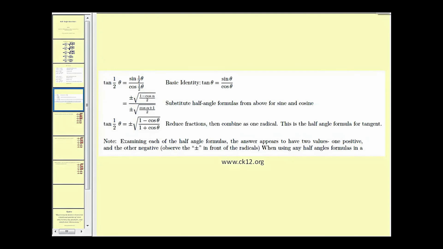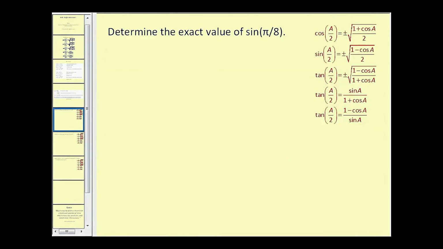But let's go ahead and take a look at some problems. Here we want to determine the exact value of sine pi over 8. So we know we're going to use this identity. The first thing we should do is find the value of angle A. There's a couple ways of doing that. We want A over 2 to equal pi over 8.